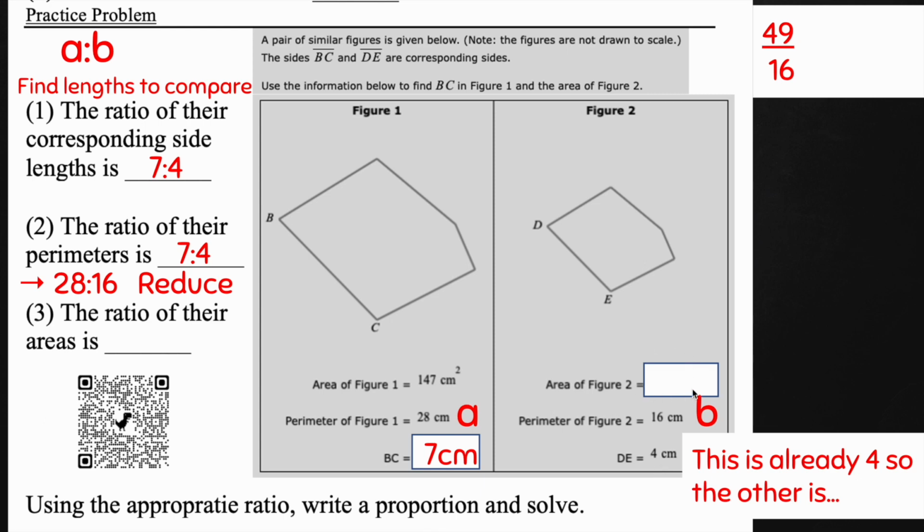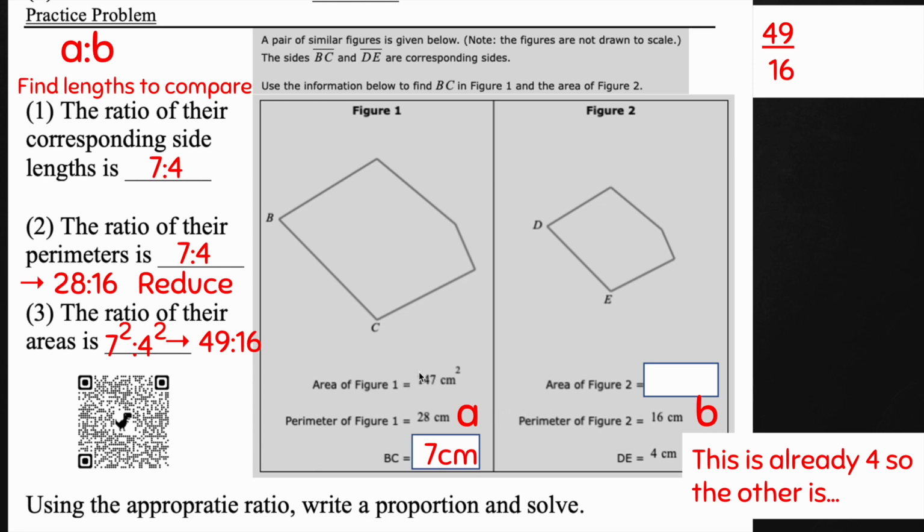For the areas, it's not going to quite work the same way, so I am going to have to square both of these. So you have 7 squared and 4 squared, so I get 49 and 16. So this is my ratio of my areas. I take that ratio of the sides and I square it. So now I'm going to use 49 over 16 to find my missing area. So remember, 49 is from figure 1 and 16 is from figure 2. That was what I squared with the 7 and the 4. So it's figure 1 to figure 2. So my second ratio needs to be figure 1 to figure 2. I don't want to mix those up.